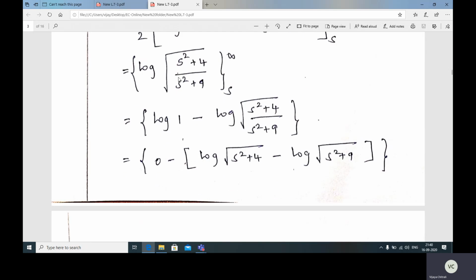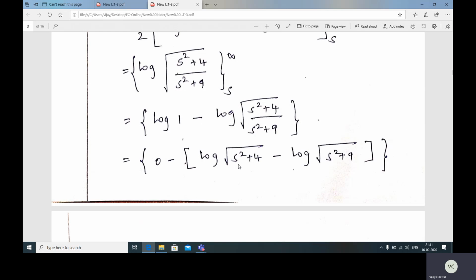In place of s, you substitute s only. So you will get here log of square root of s square plus 4 divided by s square plus 9. So log 1 is 0, this is a standard result, minus log of square root of s square plus 4 minus log of square root of s square plus 9.